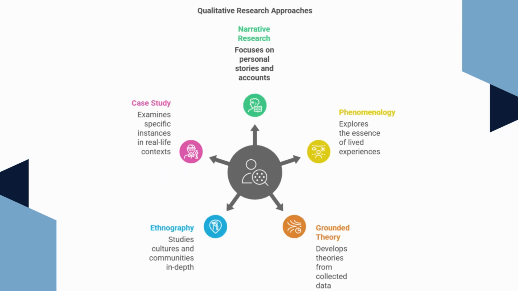Types of qualitative research. First is narrative research, which focuses on individuals' life stories. For example, following one PhD student's journey from rural India to an Ivy League university and how storytelling shapes their identity. Second type is phenomenology, which focuses on the essence of lived experiences. For example, interviewing 12 cancer survivors to understand the shared meaning of survival.